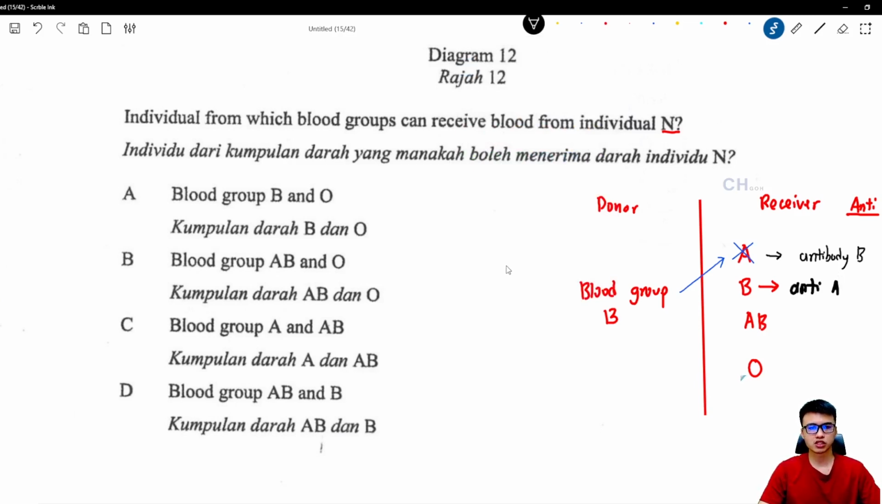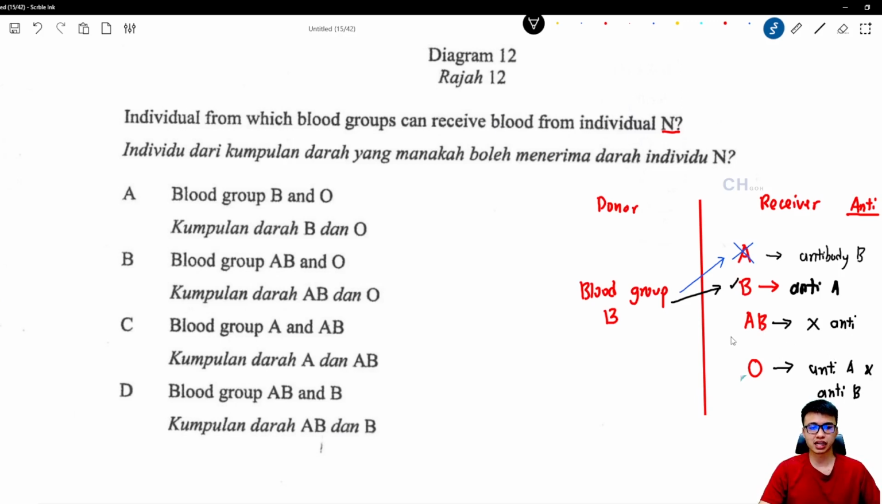So anti-A is not going to attack blood group B. So blood group B is okay to donate to B. For AB, AB has no antibody. For blood group O, it has anti-A and anti-B. So why can AB not have any antibody?